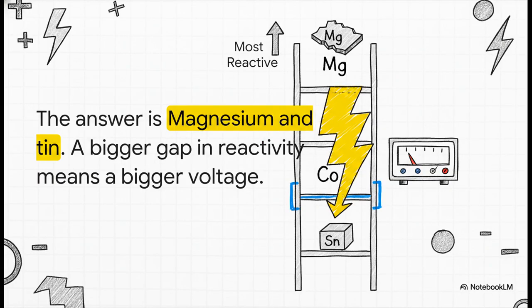And the correct answer is magnesium and tin. So why is that? Well, in all the pairs that include magnesium, we already know it's the most reactive metal. So all we have to do is find the least reactive metal it's paired with. And if you look at our list, tin is less reactive than cobalt. That means it's further away from magnesium, creating a bigger reactivity gap and a bigger voltage.